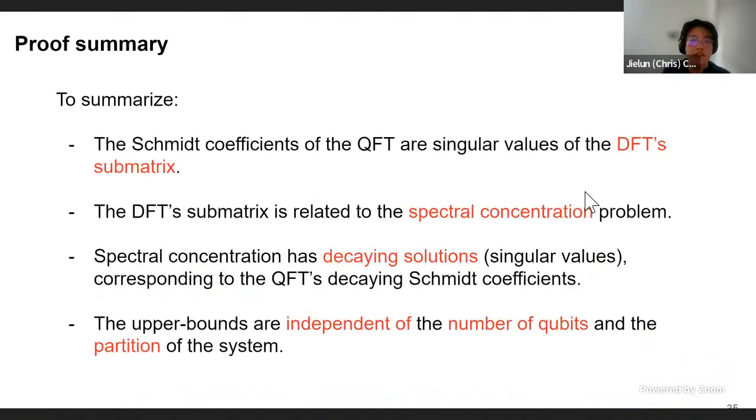Okay, just to summarize: the Schmidt coefficients of the QFT are the singular values of the DFT submatrix, and the DFT submatrix is related to the spectral concentration problem. Spectral concentration has decaying solutions corresponding to the QFT's decaying Schmidt coefficients, and the upper bounds are independent of the number of qubits and the partition of the system.